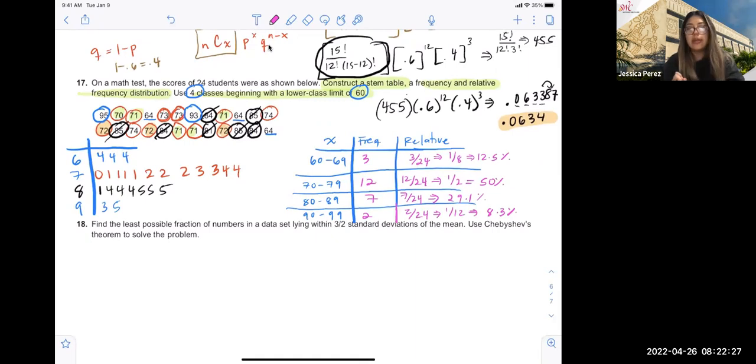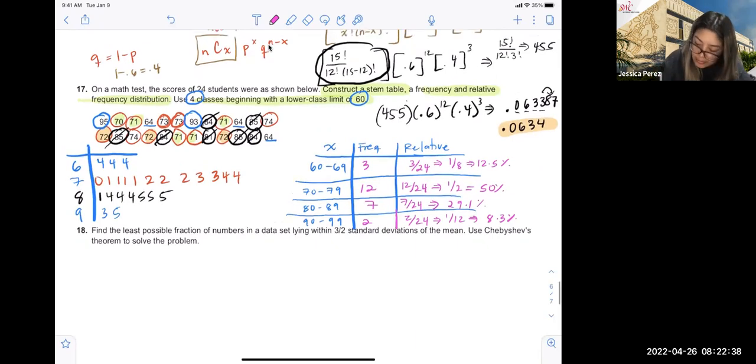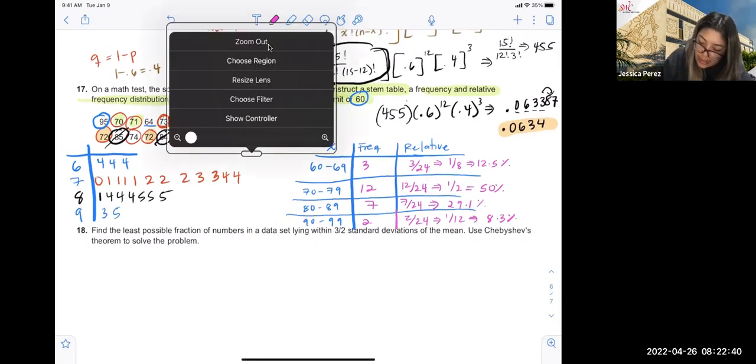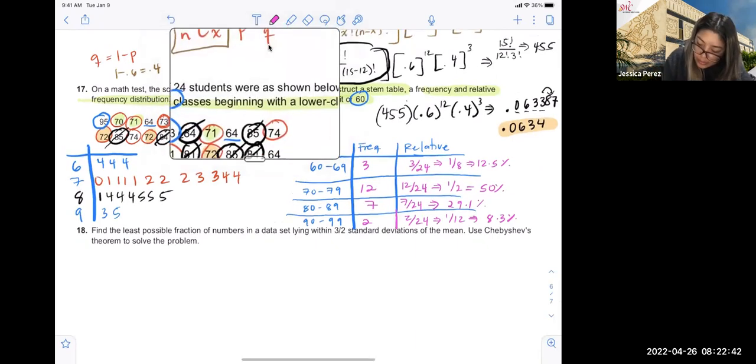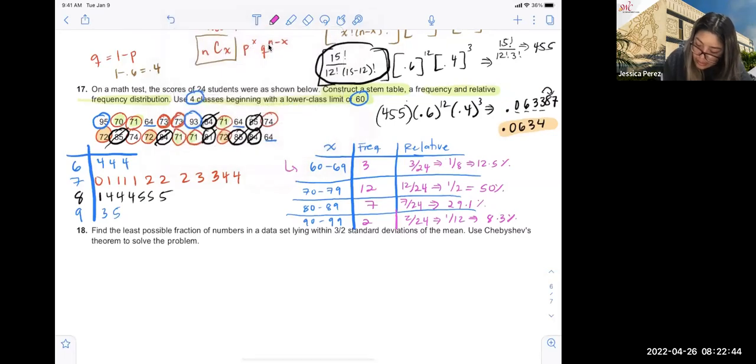So then I want to see both of these together. I want to see the stem, and then I want to see the frequency and relative distribution, starting from 60, and I have 4 of them. So notice I have 4 classes. The first class, the second class, the third, and the fourth. 4 classes, and I'm beginning with 60. Okay.